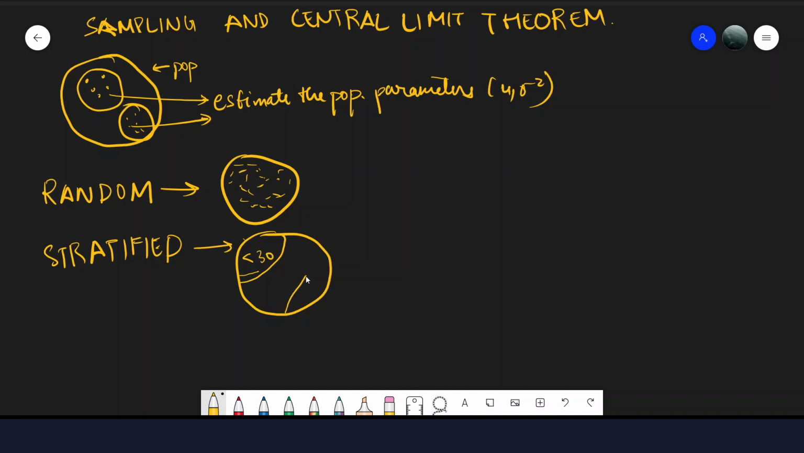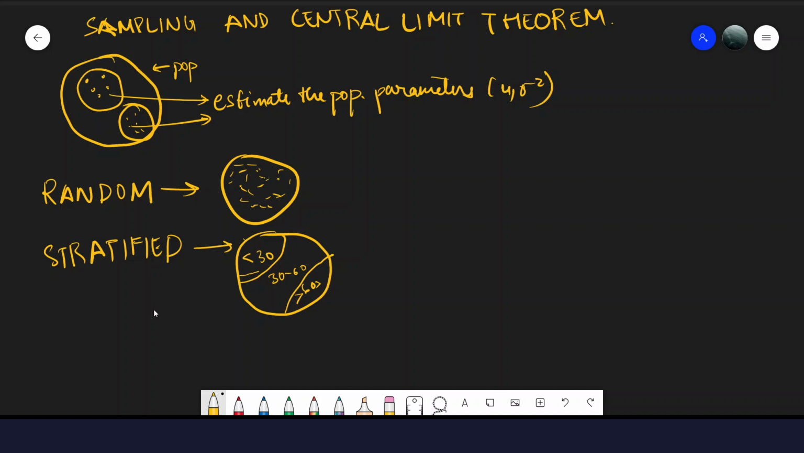This is a group between 30 and 60 years of age, and this is a group which is 60 plus, greater than 60. After you divide the population into strata, which are groups, you take your samples from those strata. From the strata you can choose random sampling, or you can actually draft a policy for sampling and then take it.